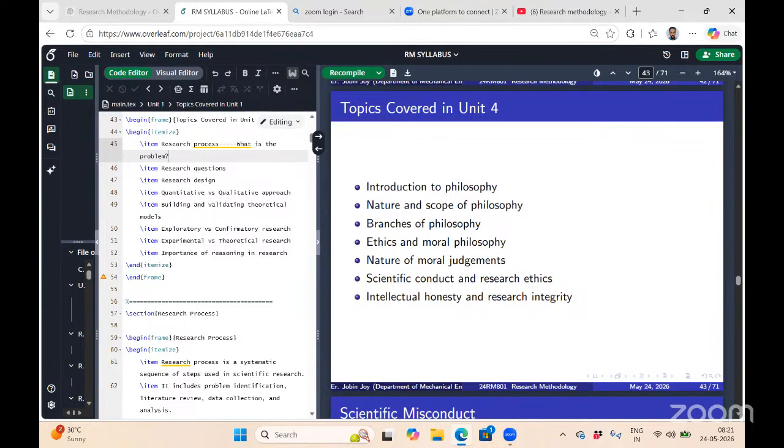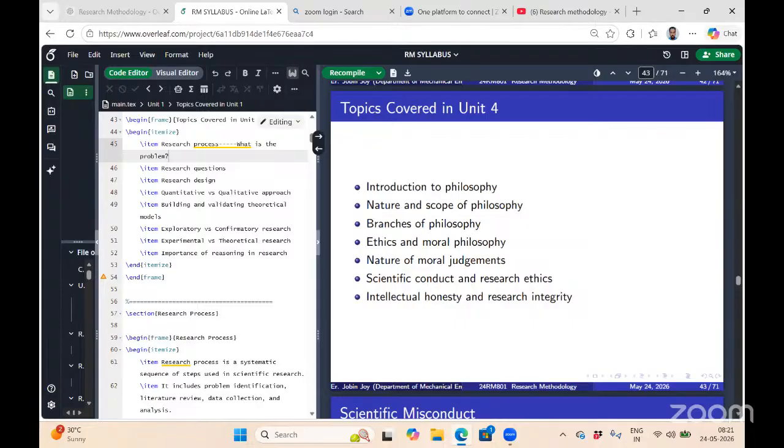The different branches of philosophy are metaphysics, epistemology, ethics, logic, and aesthetics. Metaphysics means to study reality and existence. Epistemology is related with knowledge and belief. Ethics means which one is right, which one is wrong. Logic means reasoning and arguments. Aesthetics studies beauty and art. So these are the branches of philosophy.